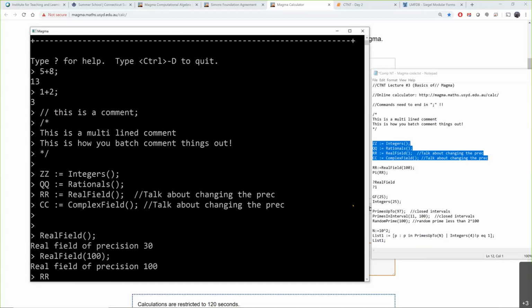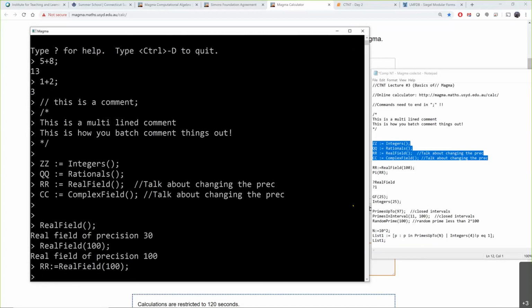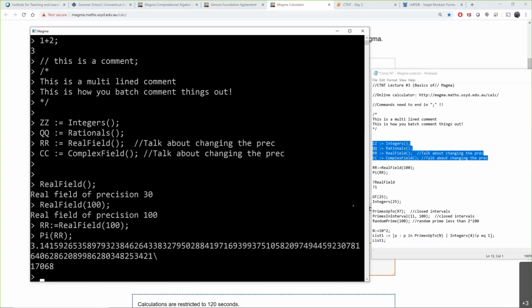Let me define the reals. By the way, if I do arrow up, then I go to other commands I've already used, which is pretty handy. And I can define the reals, and then I can define pi. Some of the most important constants are already built in. And if I do pi of this incarnation of the reals, then it will give me 100 digits of pi right there. All right, very good.